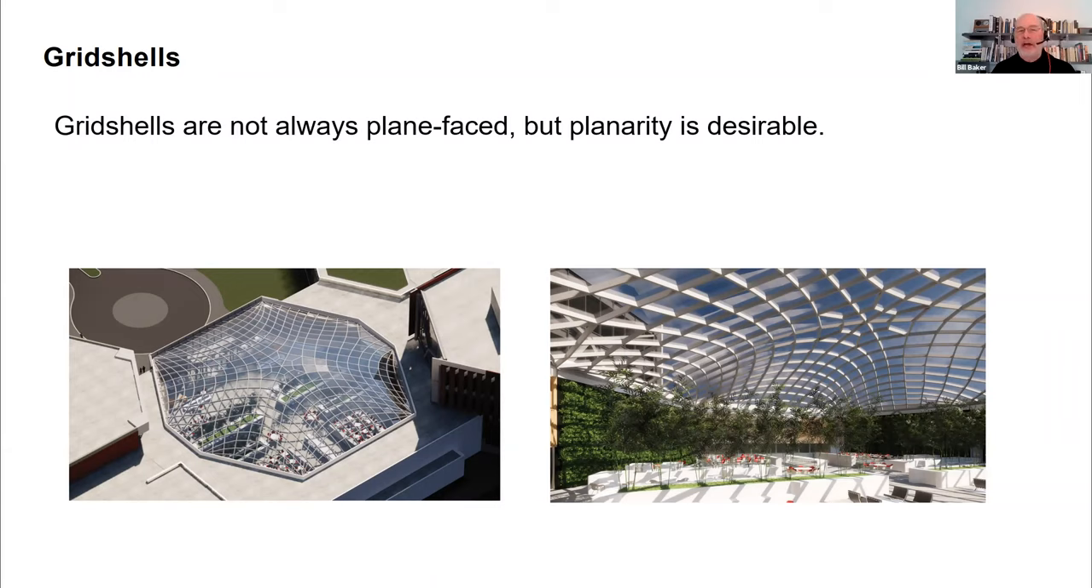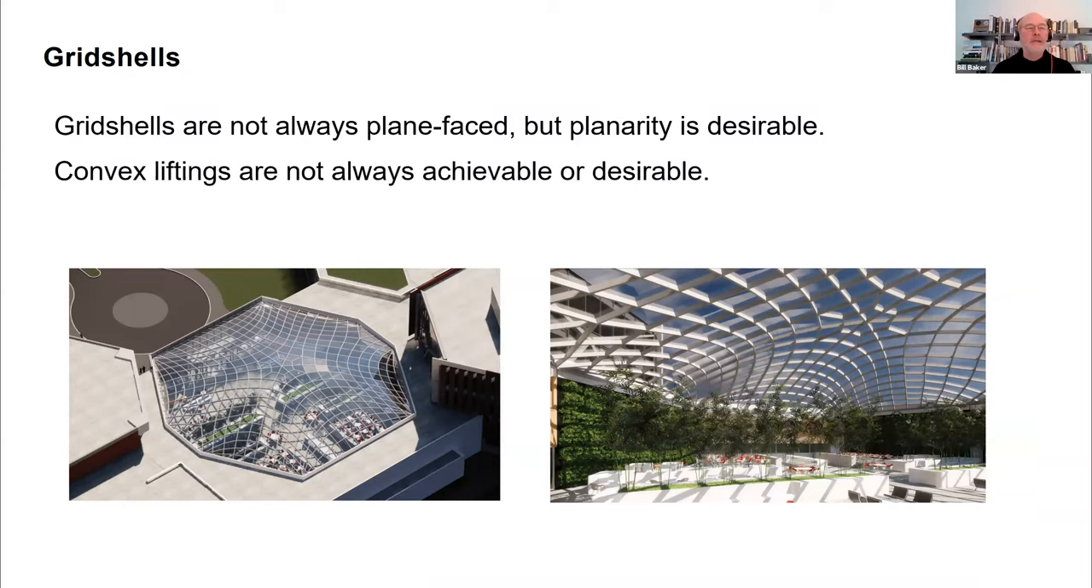Now the grid shell itself may or may not be planar. Sometimes, for various technical reasons, you cannot get exactly flat faces. It's better if they are, it's cheaper to build. Planarity of the grid shell itself is desirable, but not always necessary. The ones I've shown you are convex shapes, which are generally all in compression, but that's not always true. If you look at, for instance, the roof of the Great Court at the British Museum, there's a lot of tension in some of the elements. So sometimes the liftings that we're looking at are not just a bunch of ridges, sometimes they're ridges and valleys.